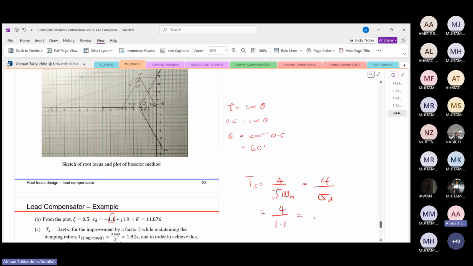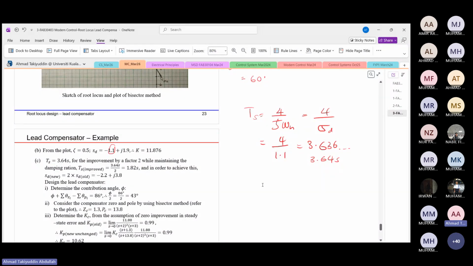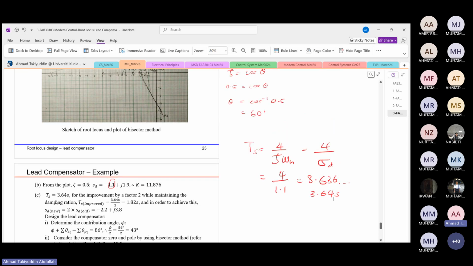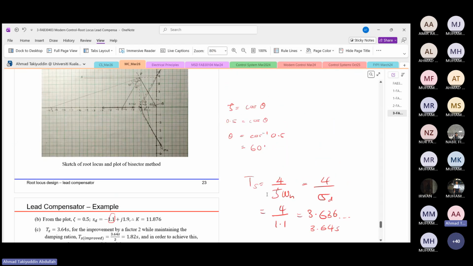And you are going to have it as 3.636 something. So that's why it will be 3.64 seconds. This is the common consideration for the settling time, and you have learned this. It's supposed to be something that you already knew, where the settling time comes from 4 over zeta omega n. Right, guys?